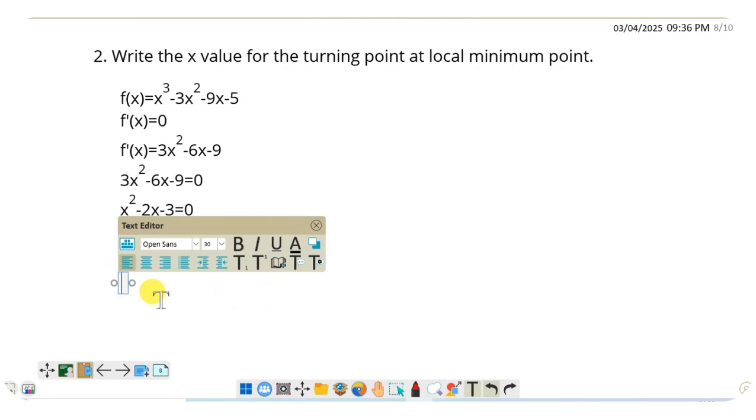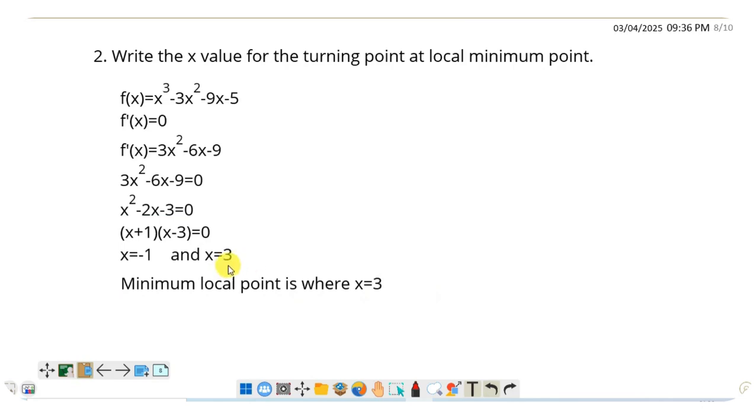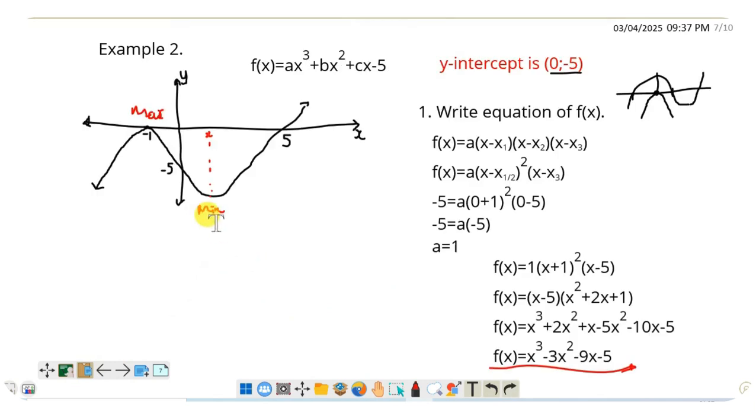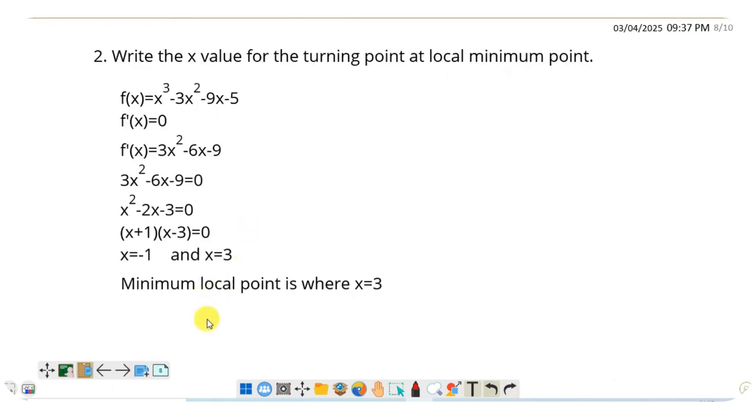Okay, so the minimum point is where x equals positive 3, on the positive side, because we can see that the graph has its minimum on the side where x is positive. Okay, let's go to the next one.